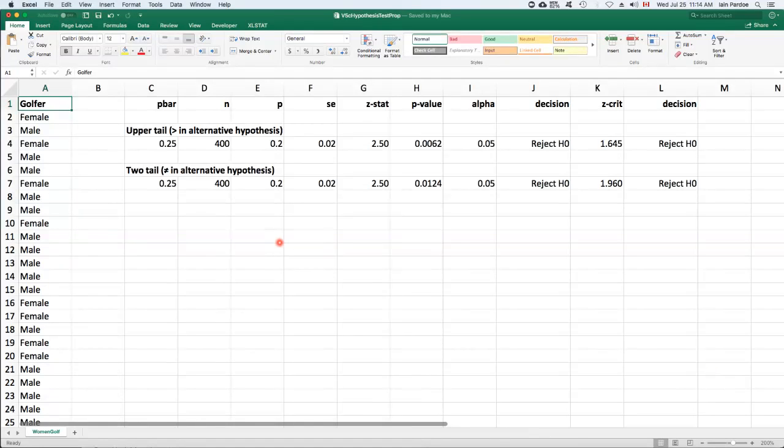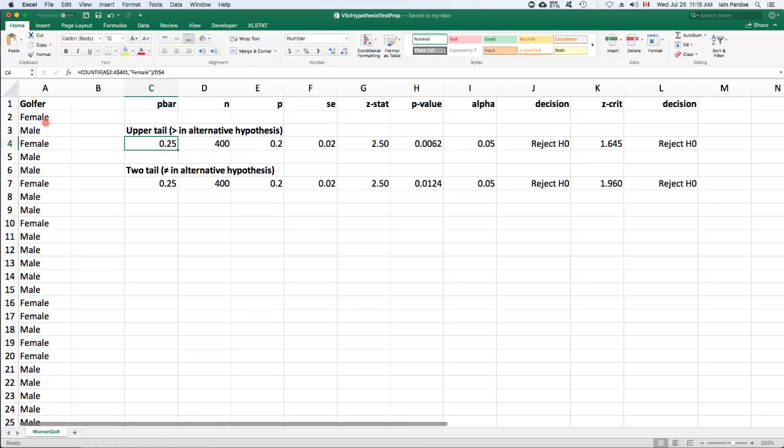In this video, I'll cover hypothesis testing for a proportion. So we have a data set here which consists of a sample from a golf course, I think it is. And we are finding out the proportion of women amongst the golfers. And so we'll start by figuring out what the sample proportion of women golfers is.